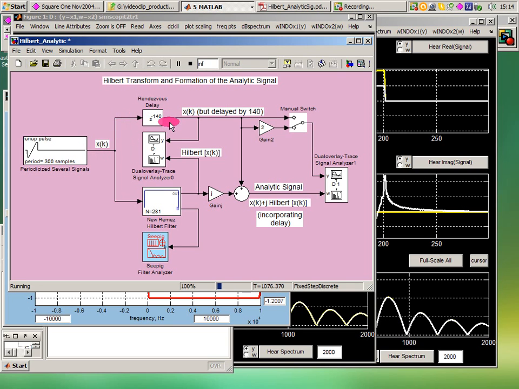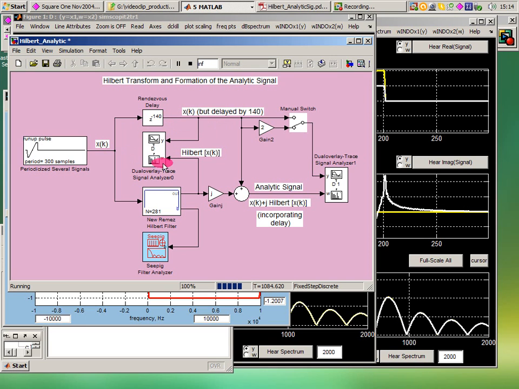Well, almost nothing. We've had to put a rendezvous delay here so that we can line these two things up, because inherently in this 281 coefficient filter, well, 281 minus 1 over 2 is the group delay of this linear phase filter, so there'll be 140 samples worth of delay. This one needs to have it as well, or else they won't line up.